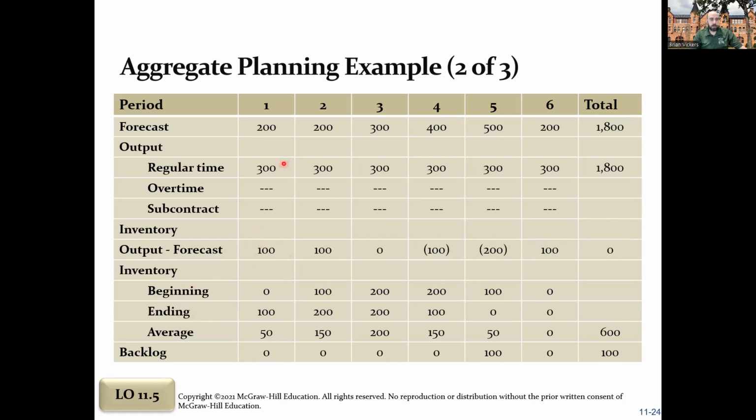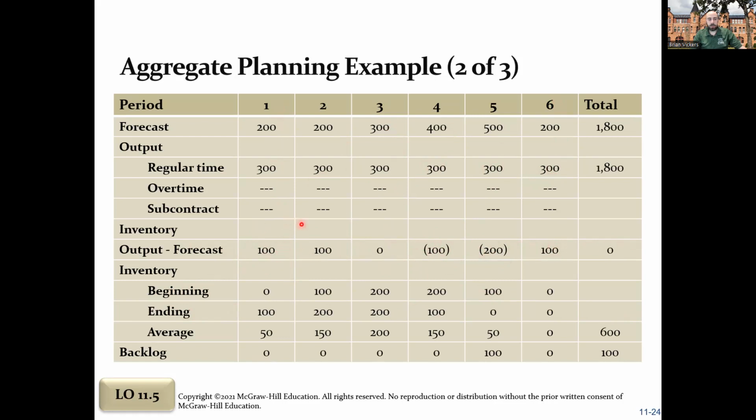So output minus forecast: 300 minus 200 is 100. 300 minus 200 is 100. 300 minus 300 is 0. 300 minus 400, we're at negative 100, so we're going to have a negative contribution to inventory this period. 300 minus 500 is negative 200. And then this final month, 300 minus 200 is 100. So you're going to write that down or calculate it each month.